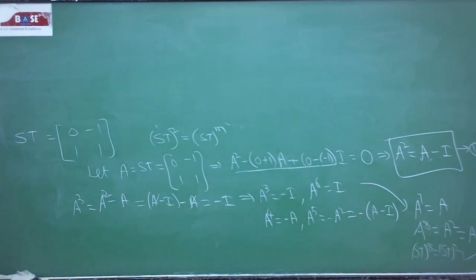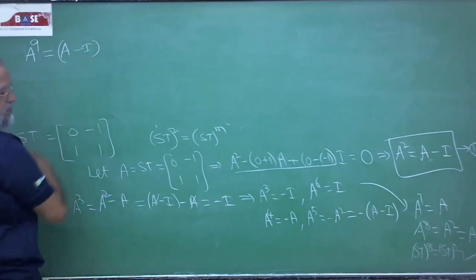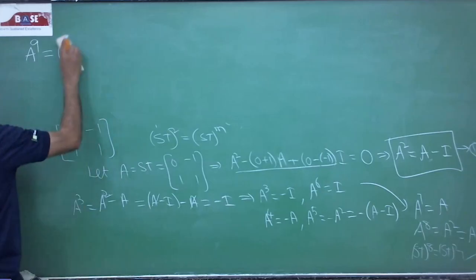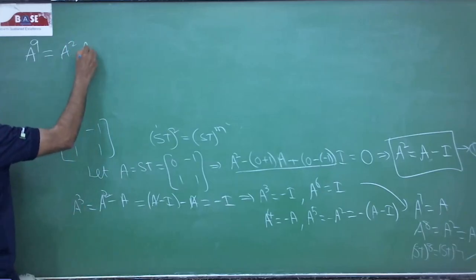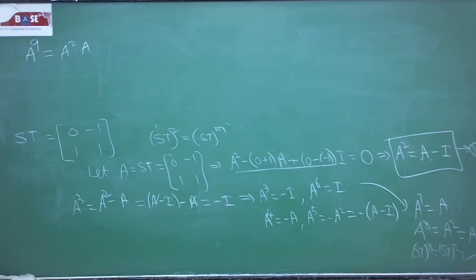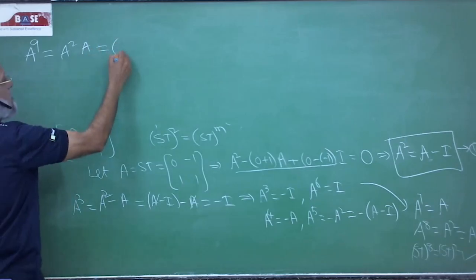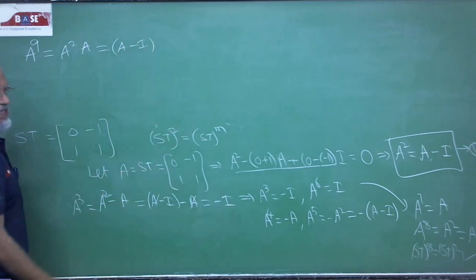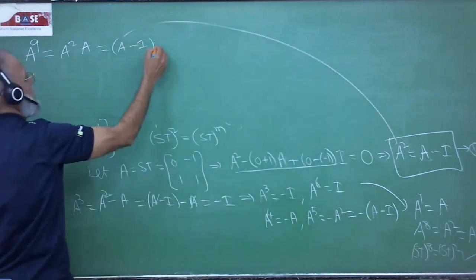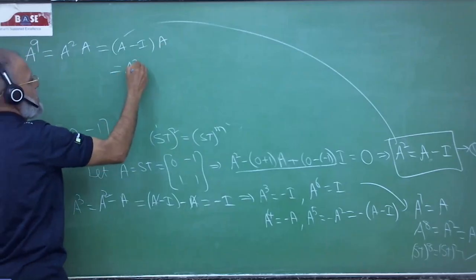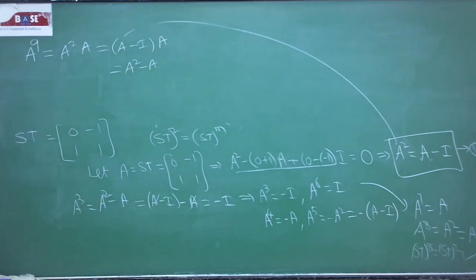Now I want to go for a power 9. So a power 9 will become equal to, or I can say a power 9 is nothing but a square into a. If it is a square into a, that becomes a cube. So I will write here a minus i, by making use of equation 1, then into a. I am getting a square minus a. Now I have to further simplify this.